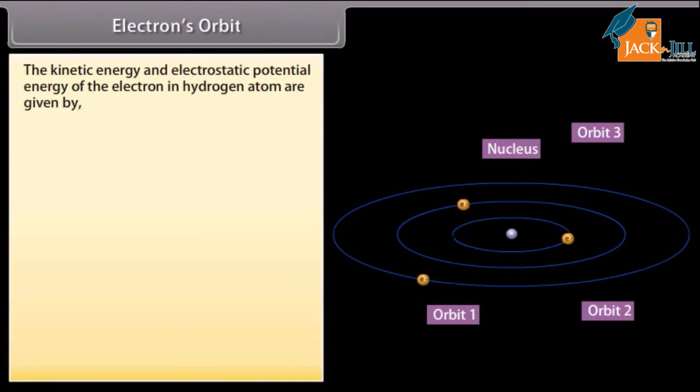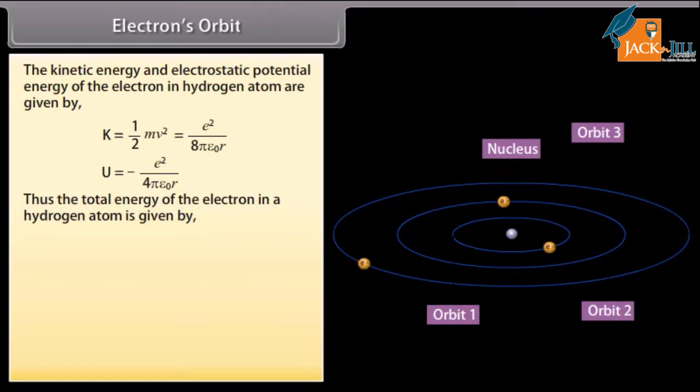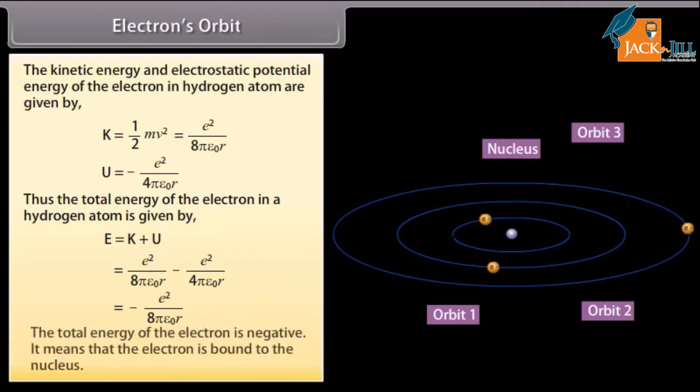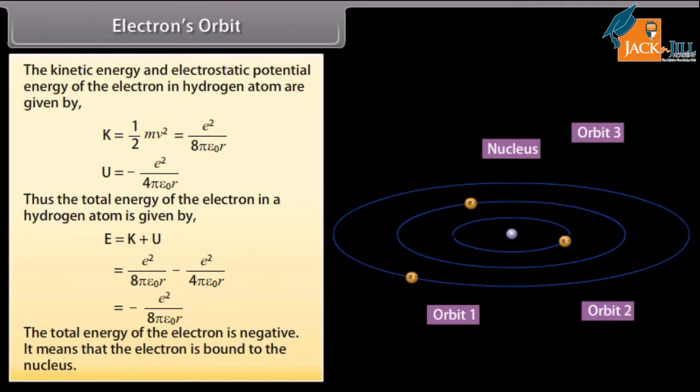The kinetic energy and electrostatic potential energy of the electron in the hydrogen atom are given by K equals 1/2 mv², which equals e²/(8πε₀r), and U equals −e²/(4πε₀r). Thus, the total energy of the electron in a hydrogen atom is E equals K plus U, which is equal to −e²/(8πε₀r). The total energy of the electron is negative. It means that the electron is bound to the nucleus.